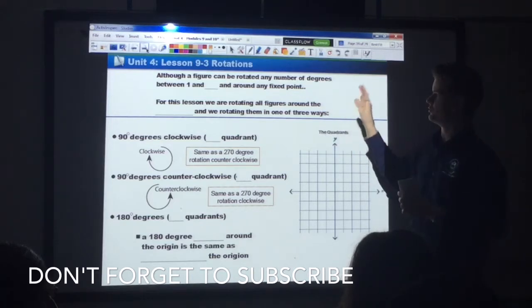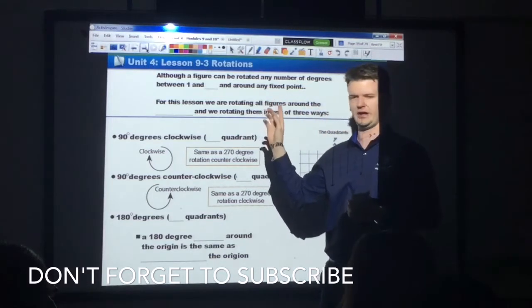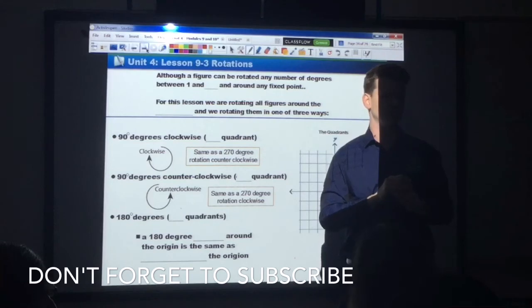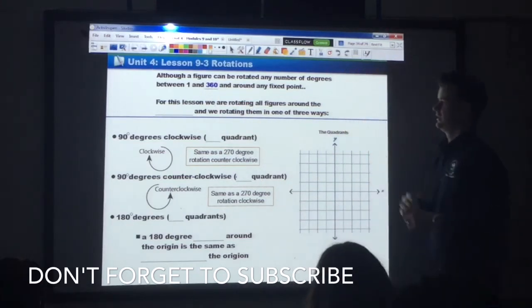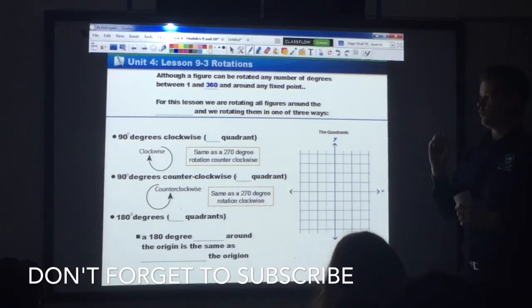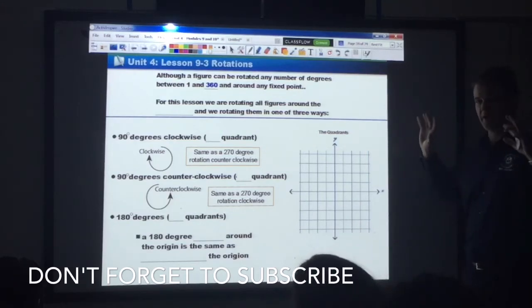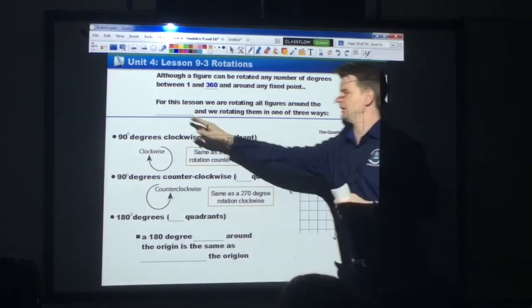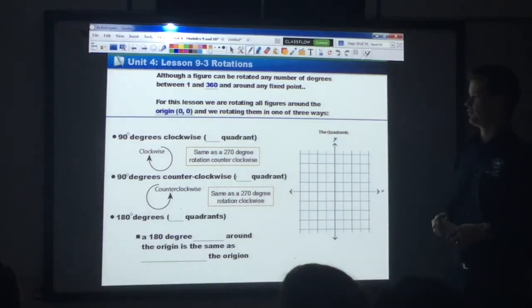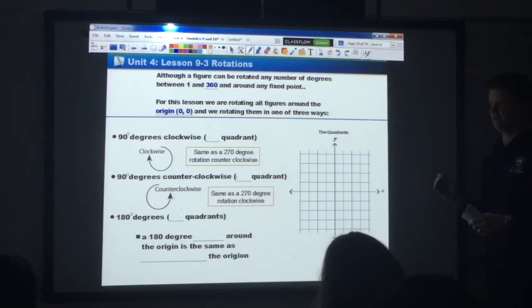Now, although a figure can be rotated any number of degrees between 1 and, what's the maximum number of degrees we can rotate a figure? Anybody have an idea? 360 degrees, because that's a full circle. Even though we can do that around any fixed point, for this lesson and in this grade level, we're going to be rotating all the figures specifically around the origin, and we're going to be rotating them in one of 3 different ways.